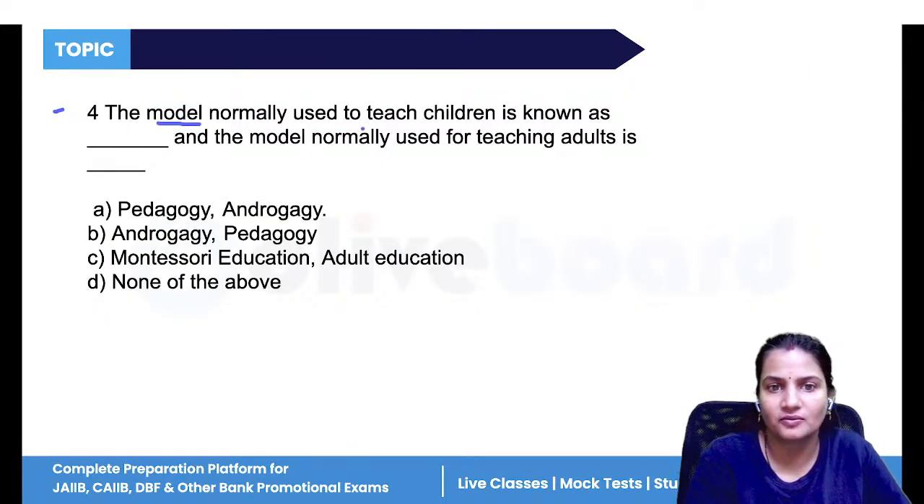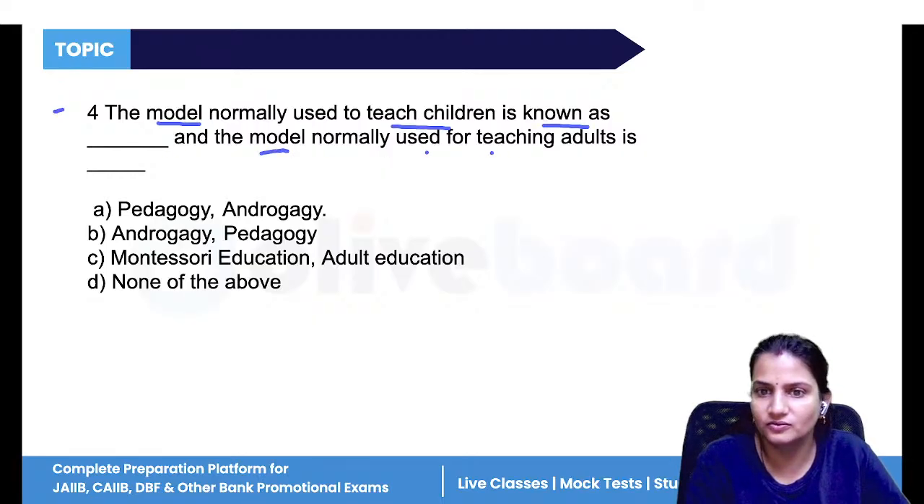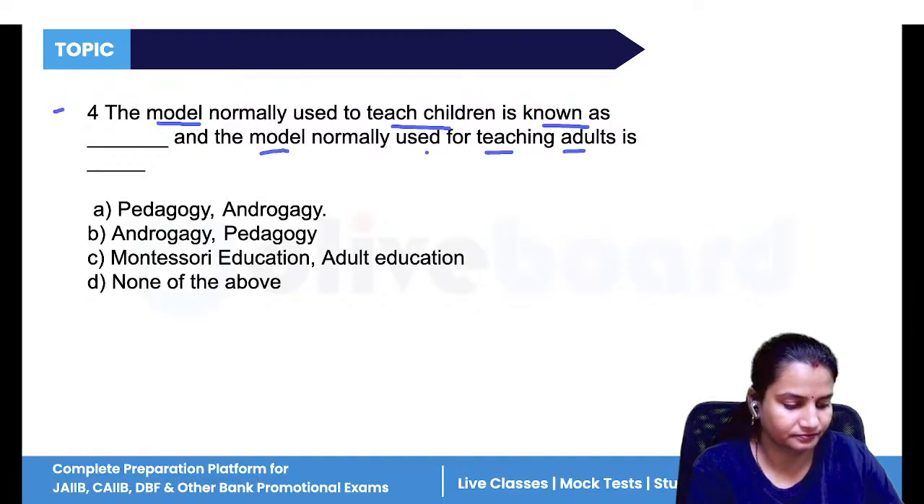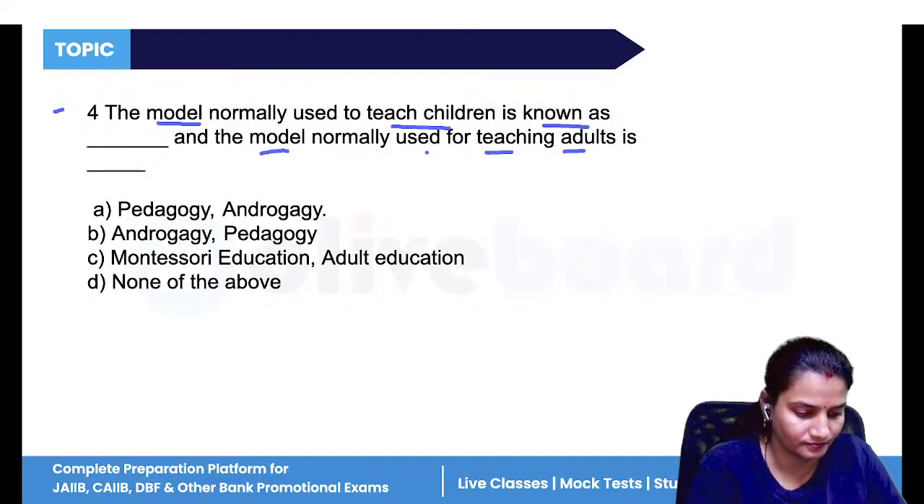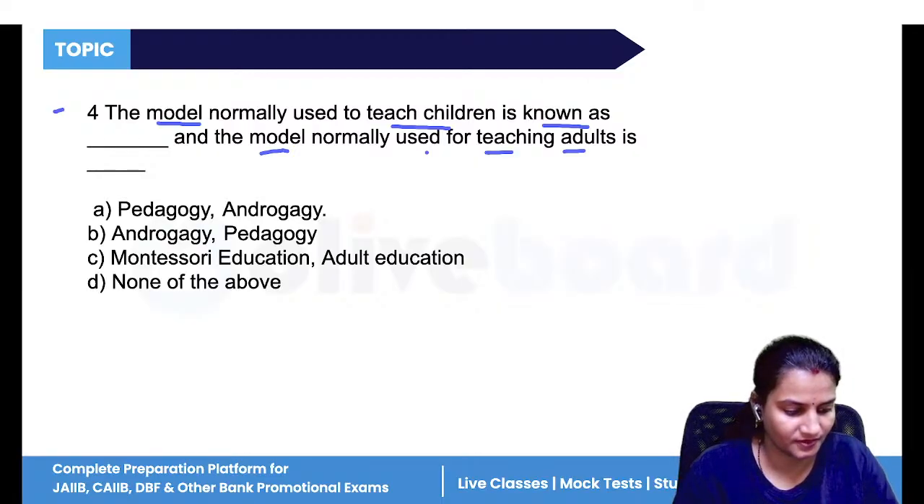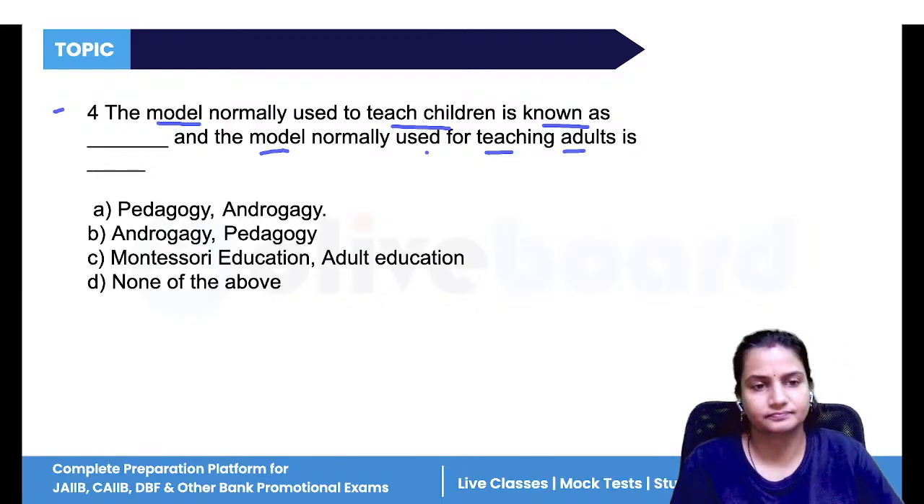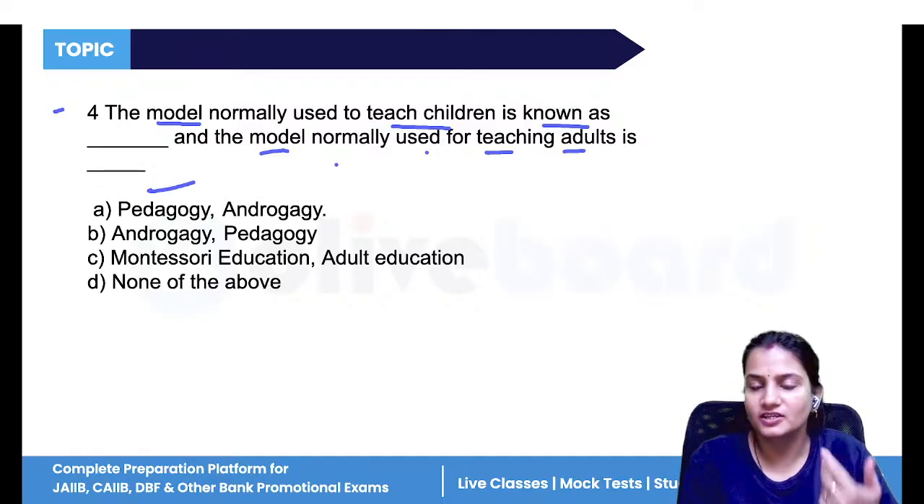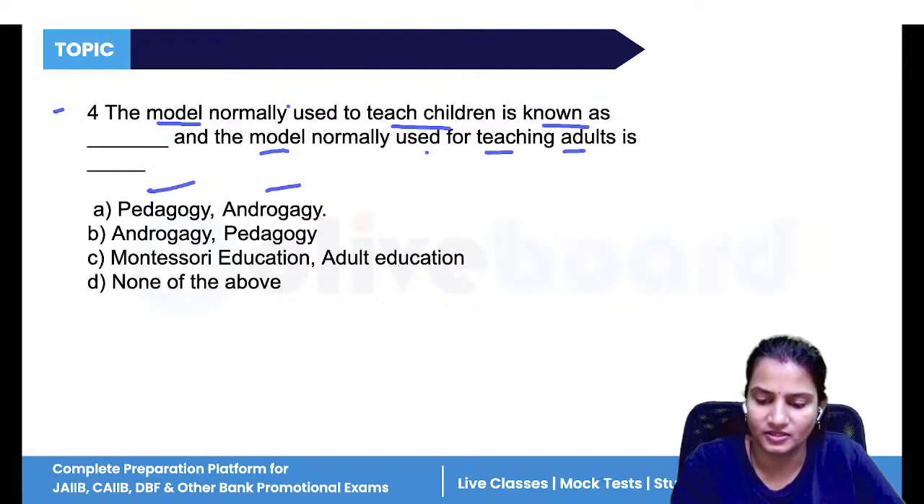The model normally used to teach children is known as dash, and the model normally used for teaching adults is known as dash. So the model normally used to teach children is known as pedagogy, and to teach adults is known as andragogy. Now, what is pedagogy and what is andragogy?